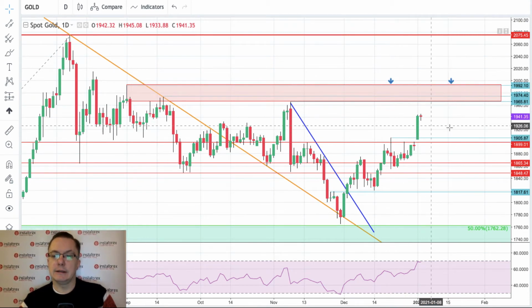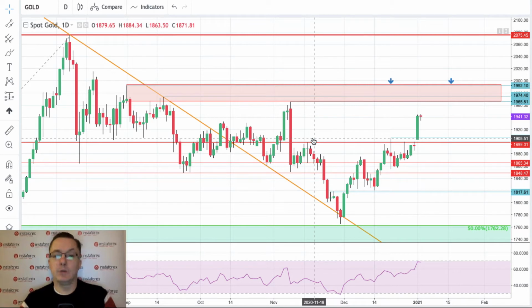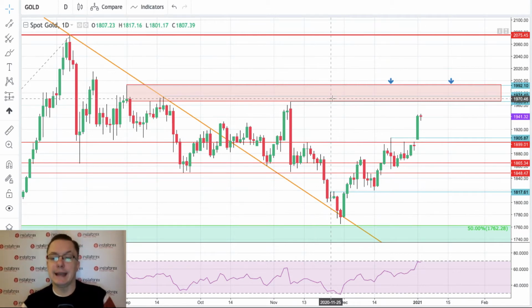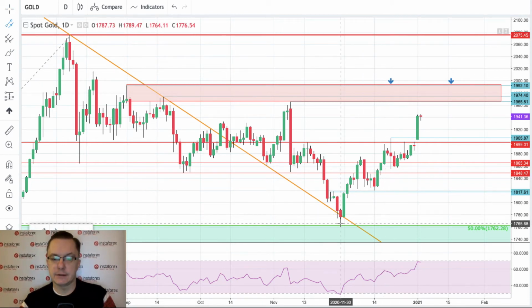So we are trading towards this zone. We will see which level will be the exact level for the bulls to hit. And I think we should make another channel because it looks like we are trading.